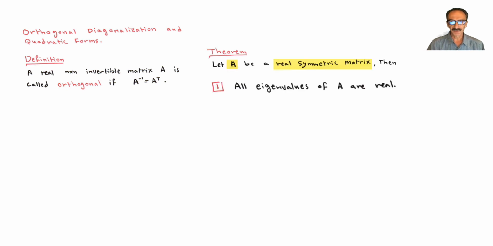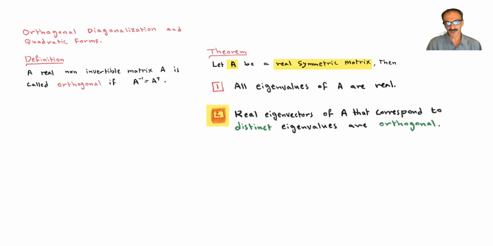Let A be a real symmetric matrix, then number 1. All eigenvalues of A are real. Notice that I'm highlighting real symmetric matrix. This is mainly what we're doing in this section. Just keep that in mind. Real symmetric matrix. Eigenvalues will be all real.